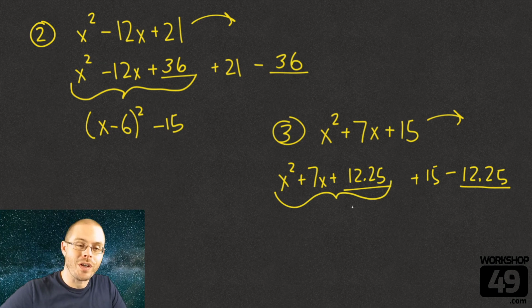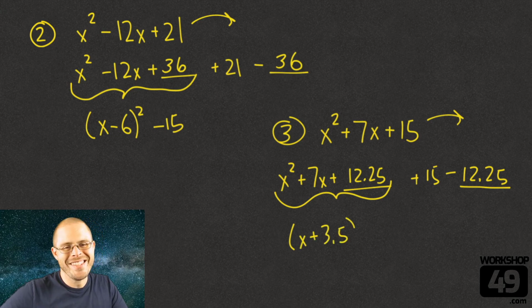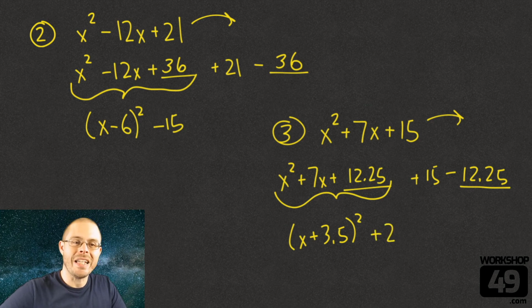We're now left with a perfect square. It's going to be x plus half of the number that's in front of the x, in this case, x plus 3.5. We square it, and we clean up whatever's left over on the outside: 2.75. And this is how we do completing the square.